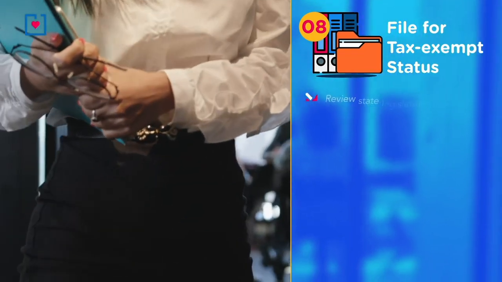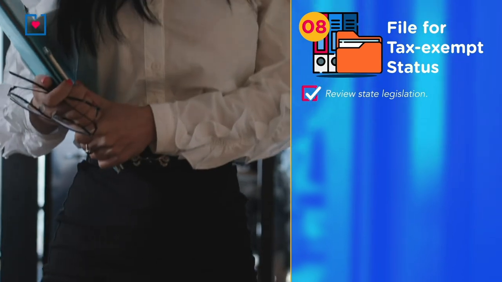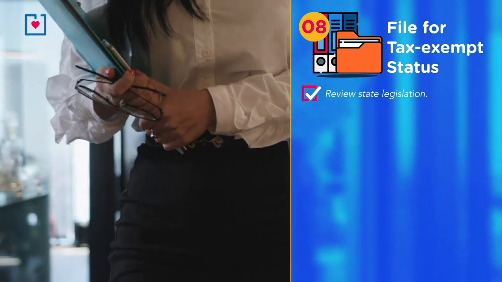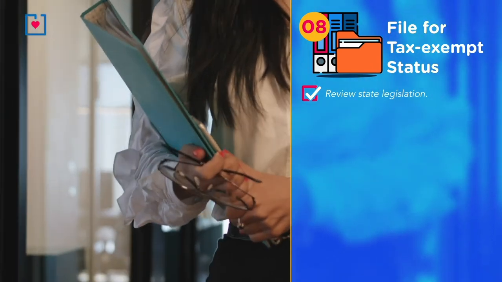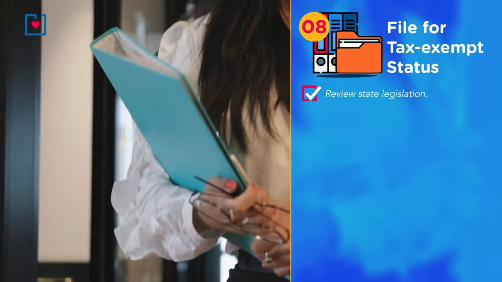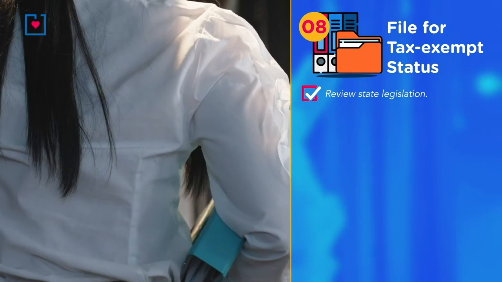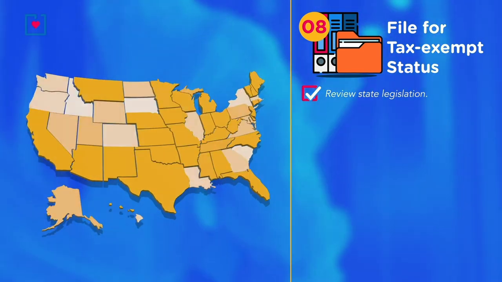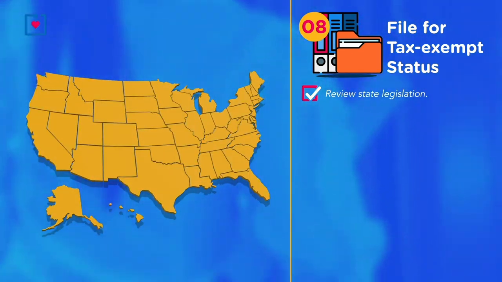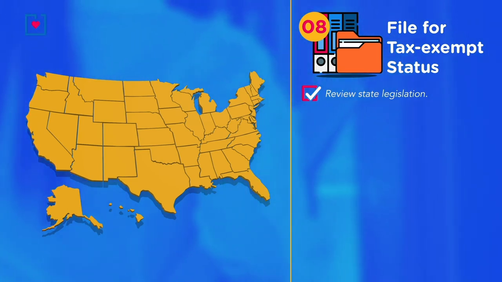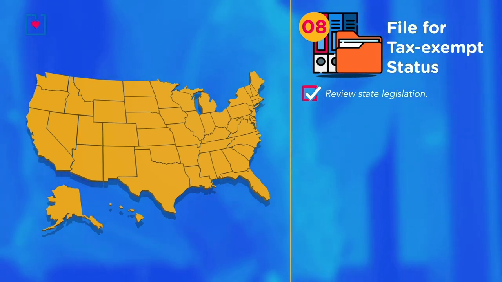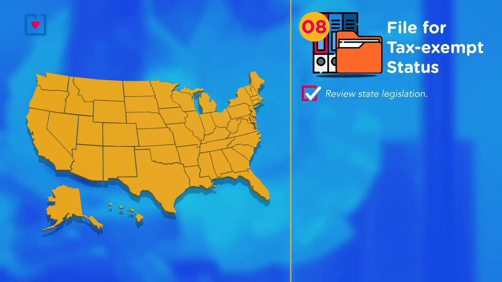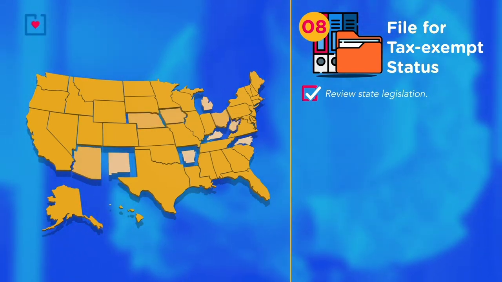Step 8. File for tax-exempt status. Filing your application brings you closer to full tax compliance and exemption status, but requires detailed paperwork that should be completed and filed. Each state has different requirements and systems for paying tax, ranging from one comprehensive form for all appropriate state taxes in one state to others requiring individual tax accounts determined by your activities.